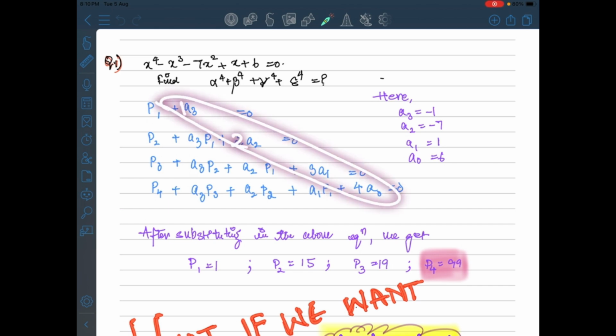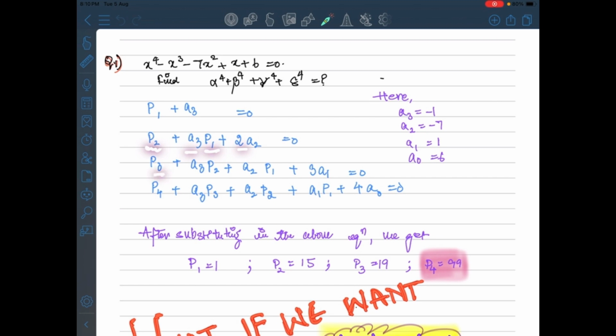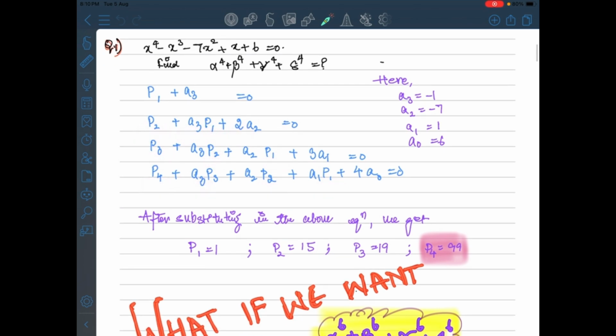So 1, 2, 3, 4. Now you have to multiply all the constants with the P's. That is P2 if there, the next one will be P1. P3, P2, P1, P4, P3, P2, P1. That's all. And when you substitute, you should get all these values which I have already calculated. So I will get P4 as 99.